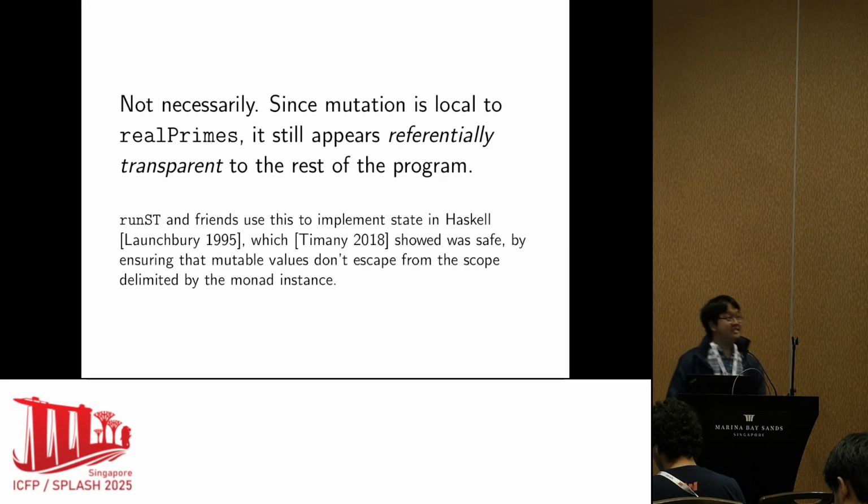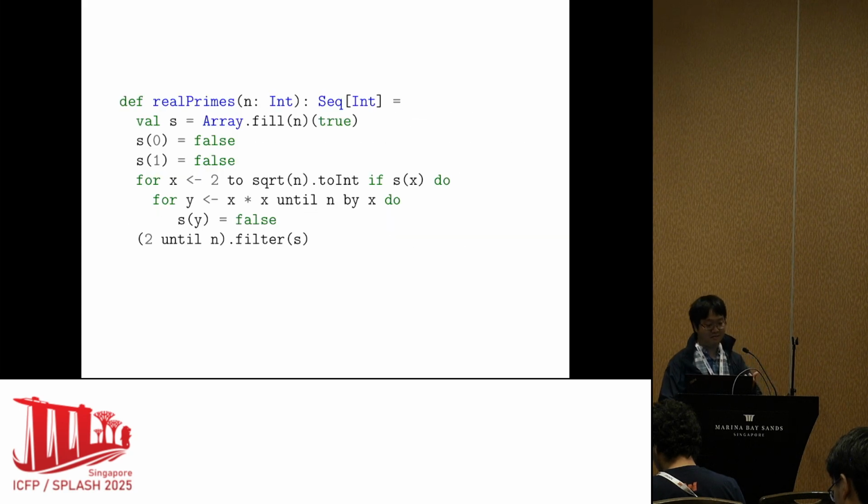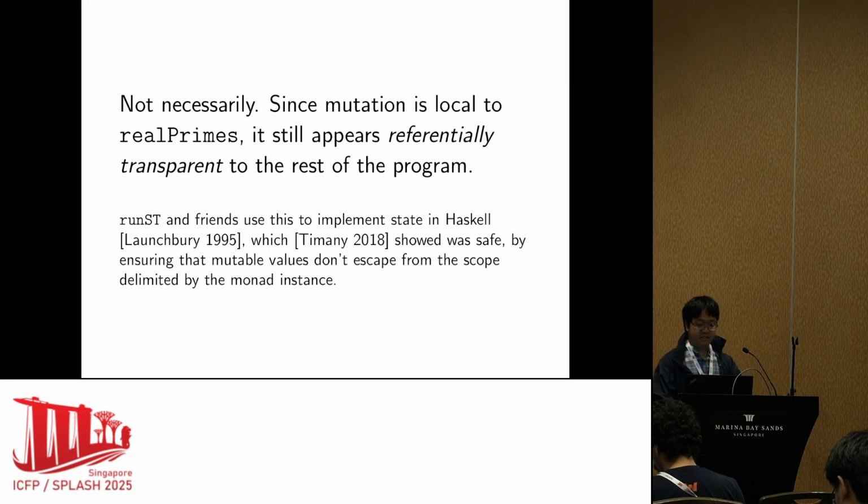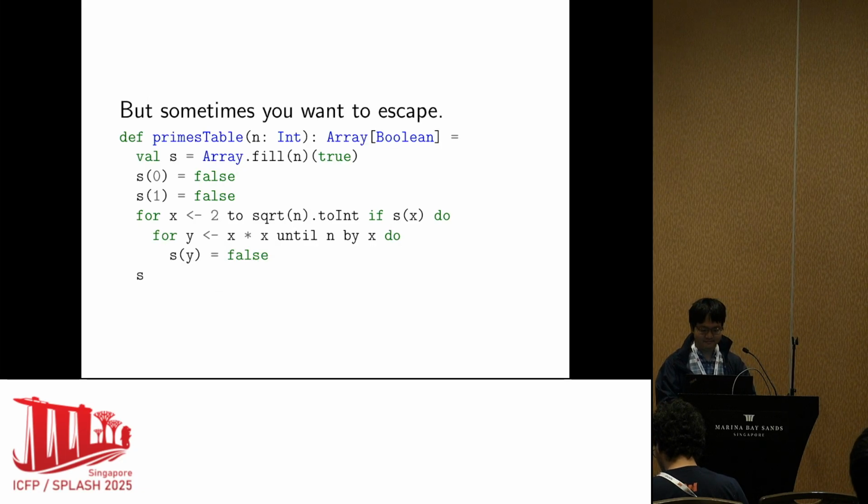And the answer to that, I guess, is like most things in life, there's a lot more nuance than what's on the cover. Mutation isn't so bad in this case, because it's really just local to this function, real primes. It doesn't escape out of it. All the variables that are mutated are within it. So relative to the rest of your program, it still appears referentially transparent or pure. And this is how state is done in Haskell. Runst and friends use this idea with the state monad to implement what might be imperative code in Haskell, and you can actually formally show that this is safe with some really cool work that Timany did in 2018.